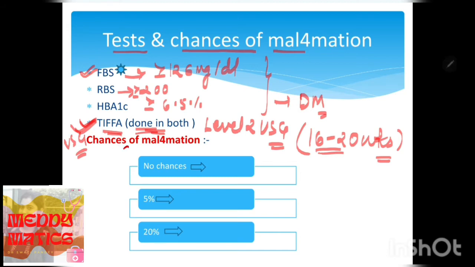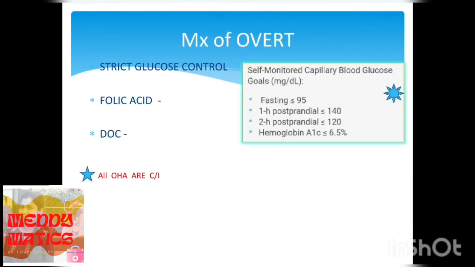Okay, the chances of malformations depend on the HbA1c percentage. There are no extra chances when the HbA1c is less than 6.5%. There are 5% chances when it is between 6.5 and 9.5, but if it is more than 9.5%, then the chances of malformations are 20%. So the question arises: how to manage these overt diabetic females?